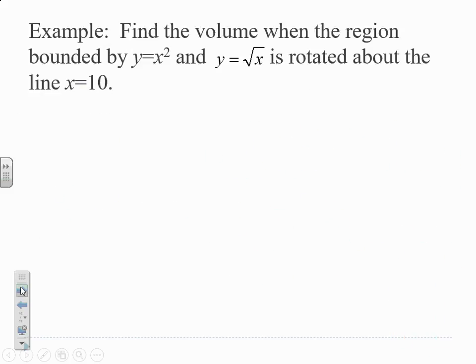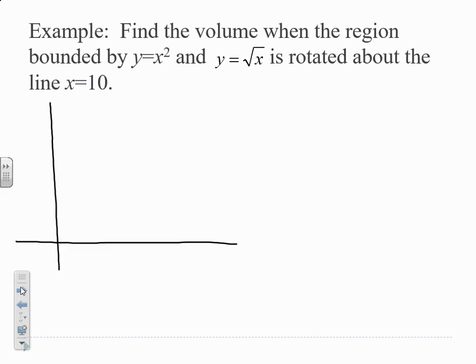We're going to use the same figure, except now we're going to rotate around x equals 10, okay? So go ahead and write down a new set of information if you want. We are going to draw a new picture for sure. So we have y equals x squared, y equals radical x, and we're rotating around the line x equals 10.